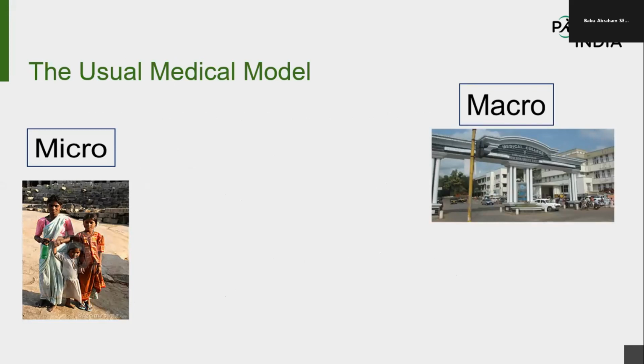Here you can see the two models, the micro model and the macro model. Micro means the individual family, the individual beneficiaries of the healthcare element. And the macro is the healthcare providers. We can see a huge gap between these two.